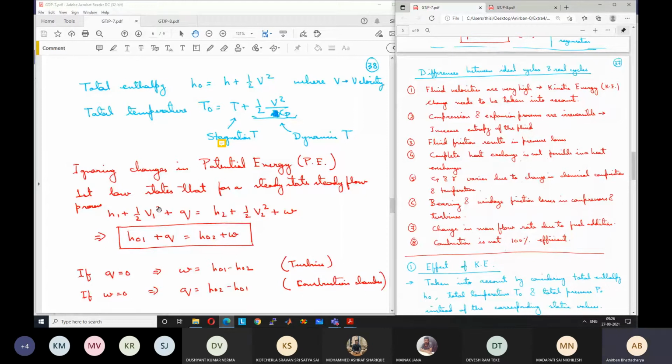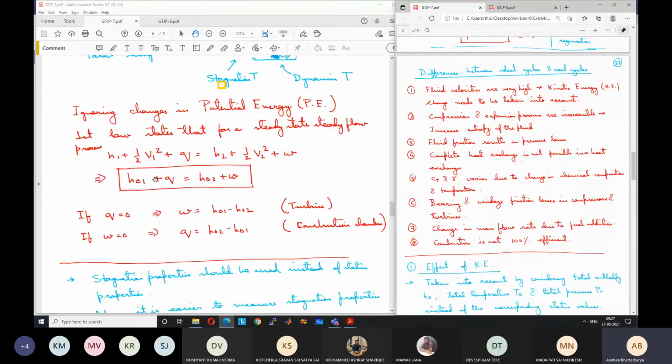If the values at the inlet are 1 and the values at the outlet are 2, we can write that H1, which is the enthalpy at the inlet, plus half V1 square, kinetic energy at the inlet, plus Q, which is the heat addition during the process, is equal to H2, enthalpy at the outlet, plus half V2 square, kinetic energy at the outlet, plus W, which is the work output. H1 plus half V1 square is nothing but H01, the total enthalpy at the inlet. And H2 plus half V2 square is nothing but H02, the total enthalpy at the outlet. So H01 plus Q is equal to H02 plus W.